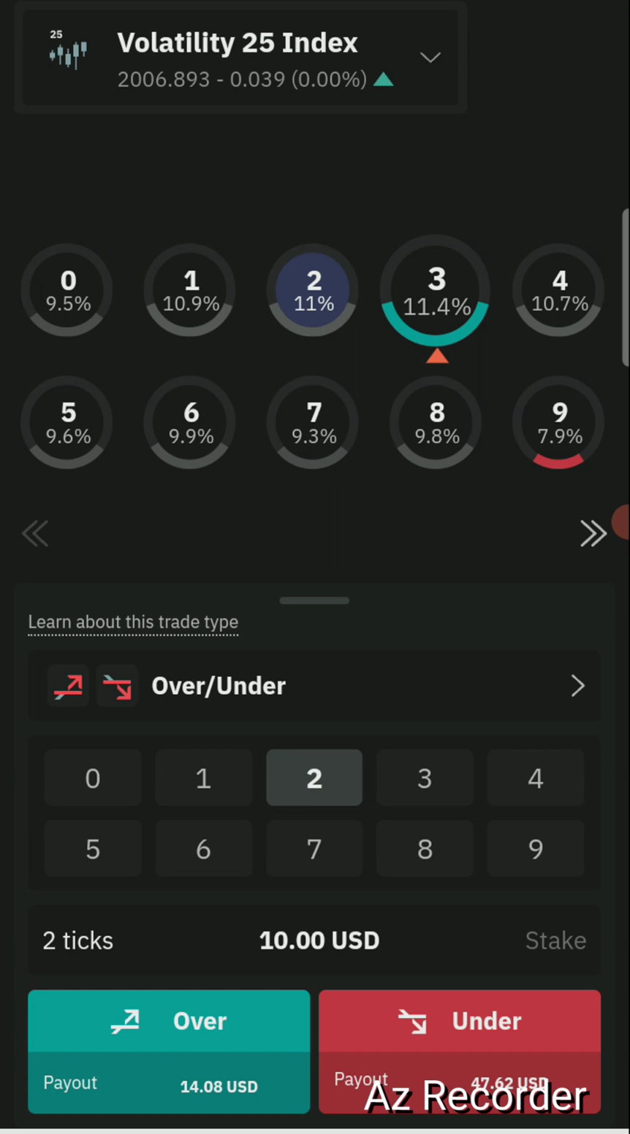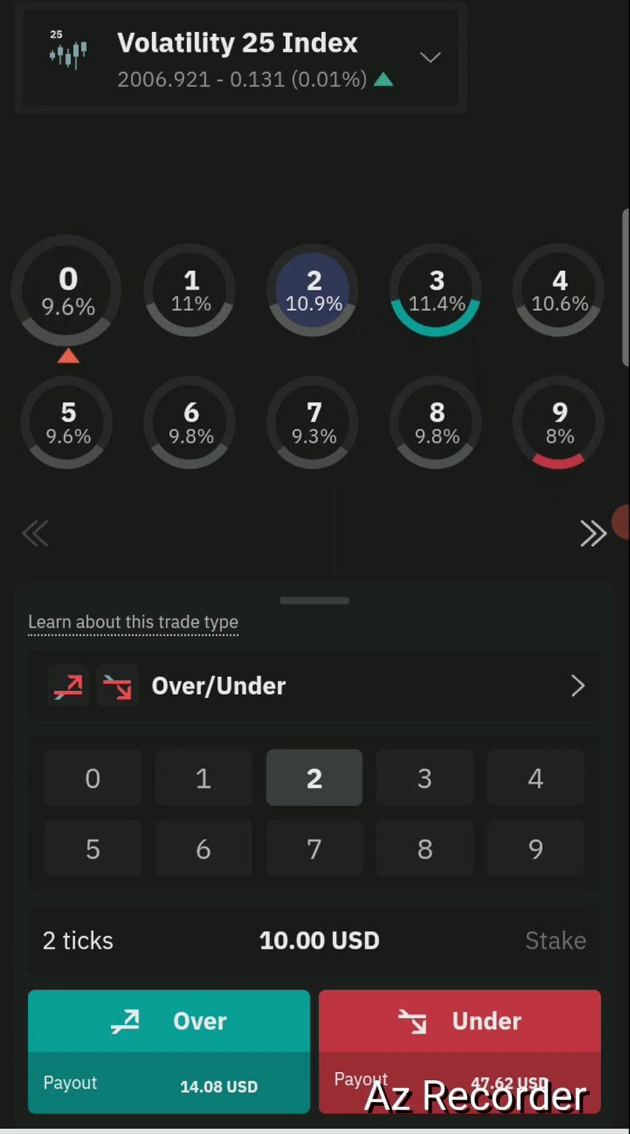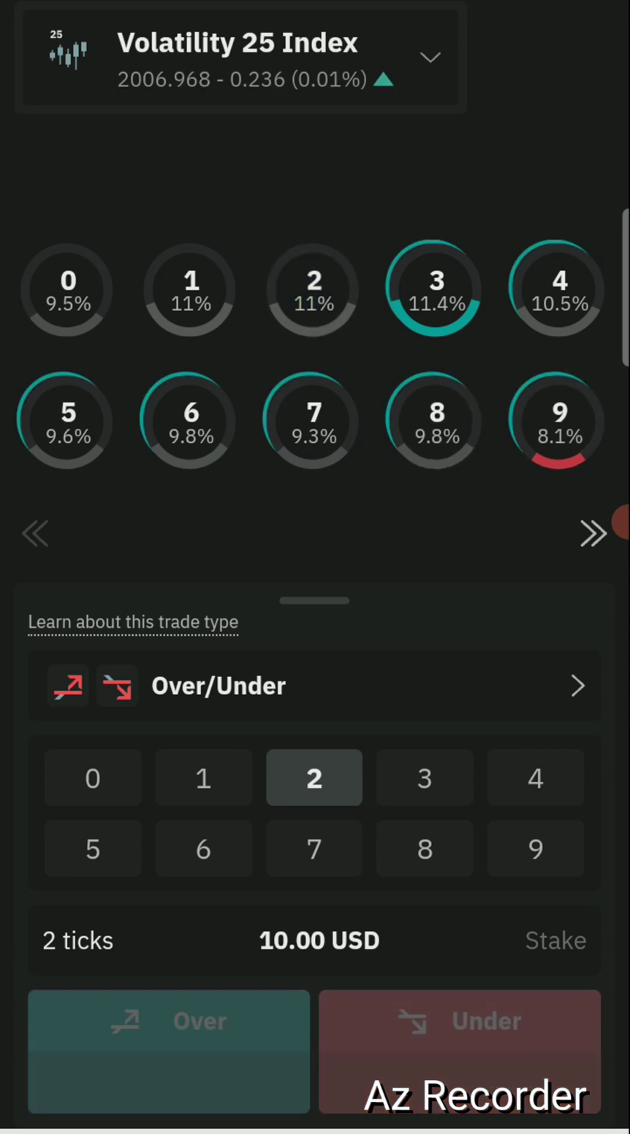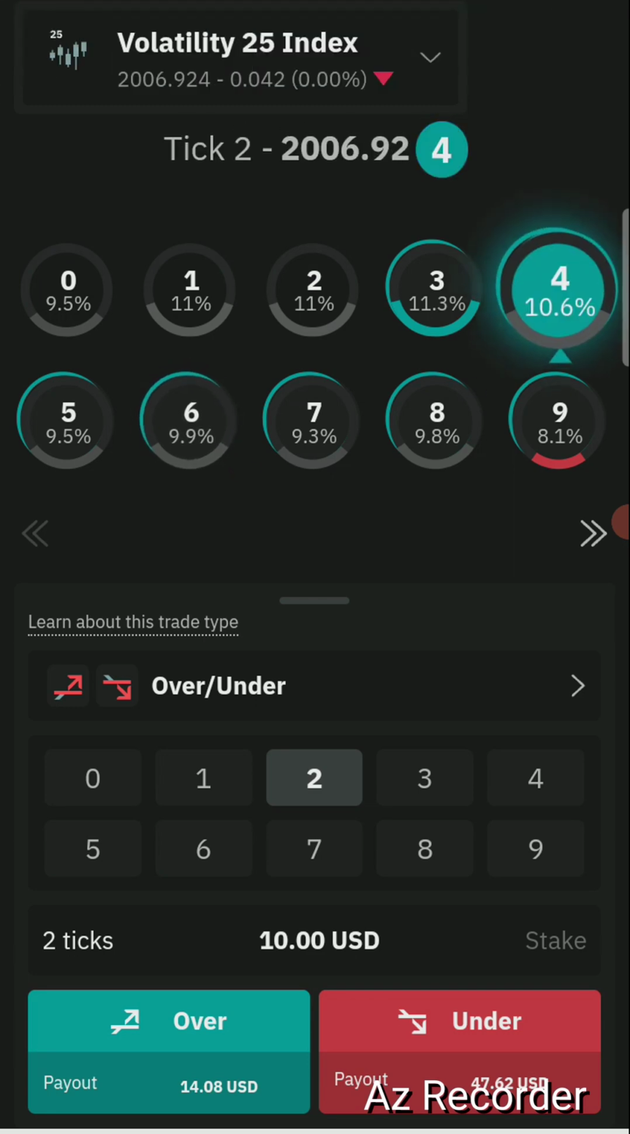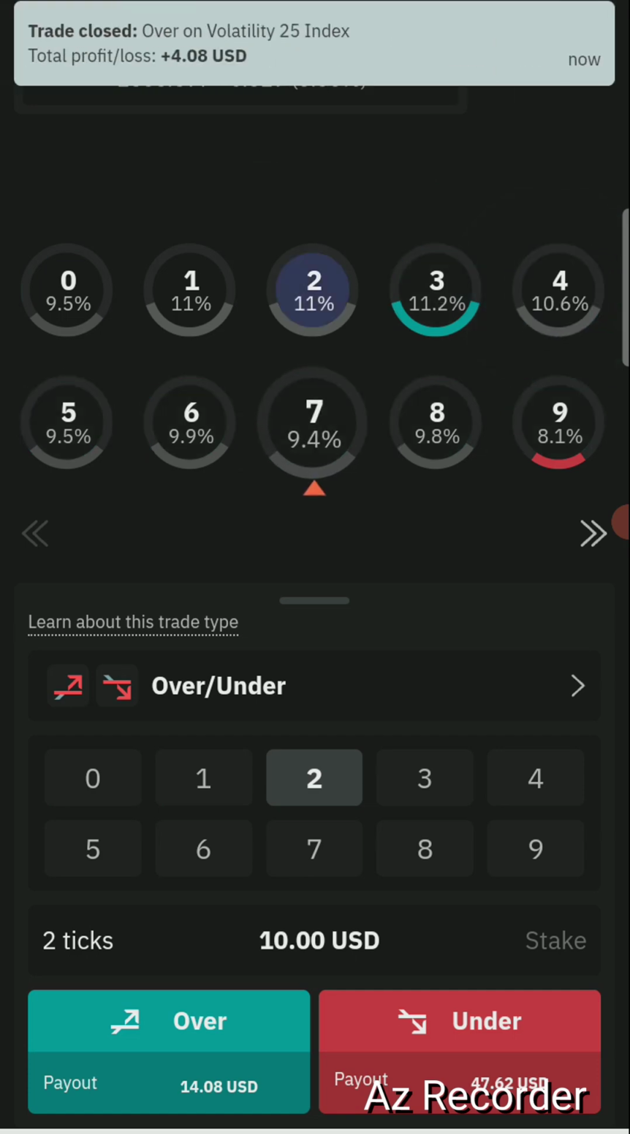Other traders say that digits below 2 should be below 10%, but we can risk that because we're using 2 ticks. Remember, entry point digits 0, 1 and 2, that's your entry point. That's a win.